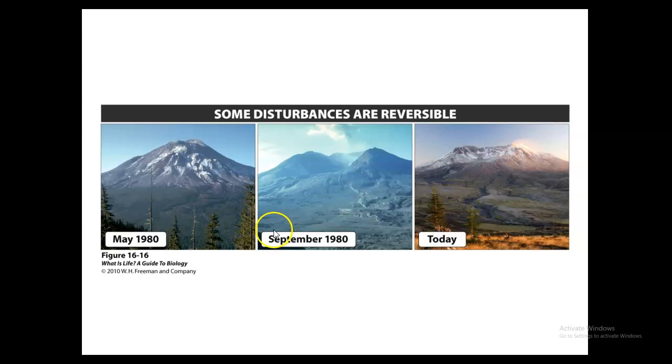Looking here, we have May 1980. Everything was fine and dandy. Then, by September of 1980, the top blew off. This is Mount St. Helens. Today, you can look at it. You can see how some of the plants and animals around that area seem to be coming back, but it does take a long period of time for this to occur.